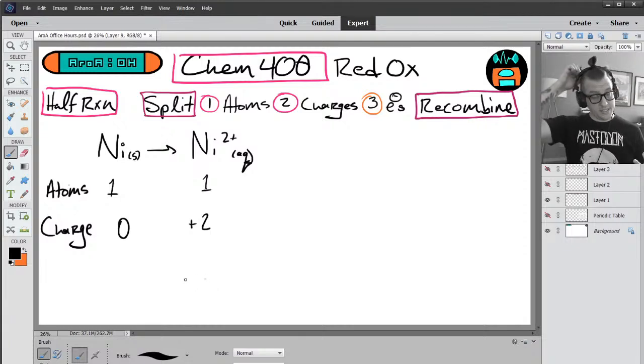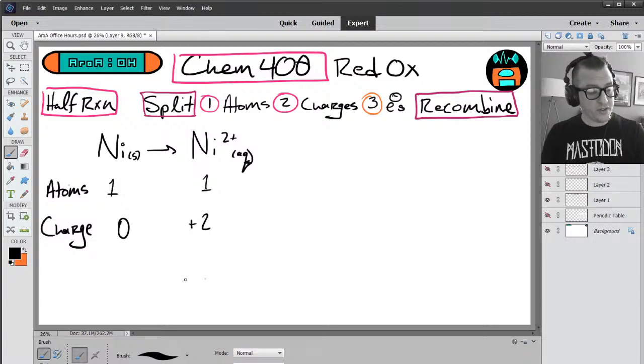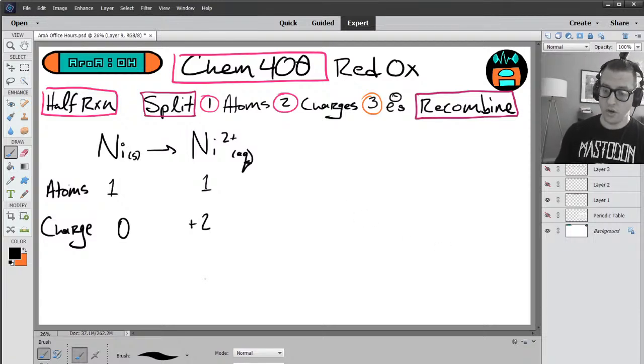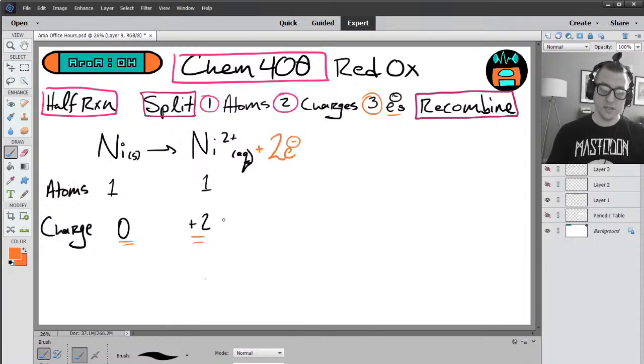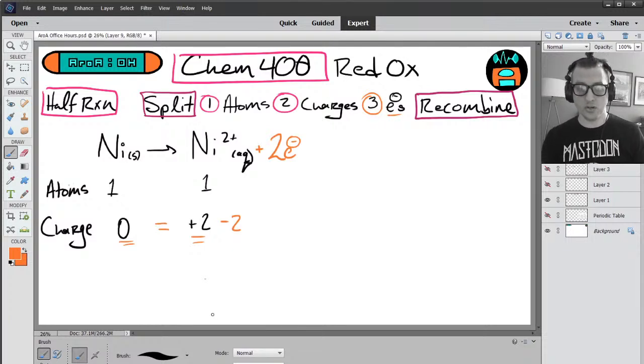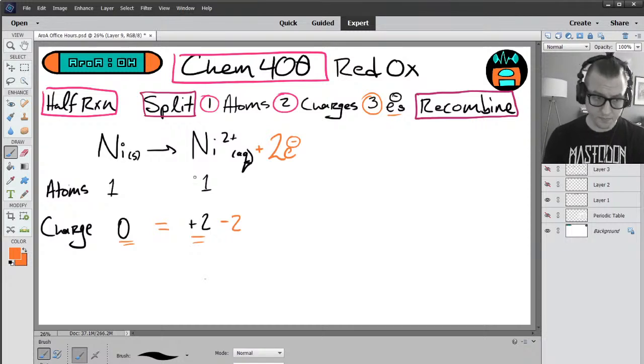So our charges are imbalanced, and the only tool we have at our disposal for balancing charges are electrons. We can add electrons to either side of this reaction to even the charge situation out. Electrons are negative, so we can only make a side more negative. We need to bring our positive 2 charge down to 0 if possible, and it is possible if we add 2 electrons to our product side, because positive 2 minus 2 is equal to 0. So now charges are balanced. So we balanced atoms and charges for our nickel half reaction.